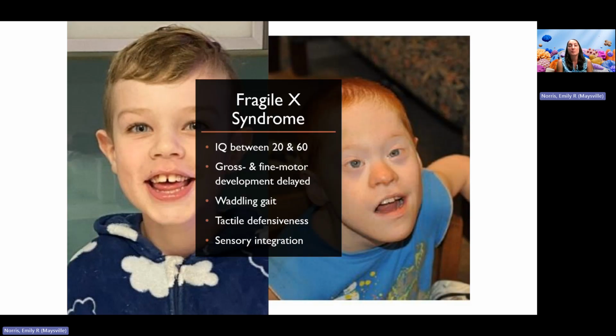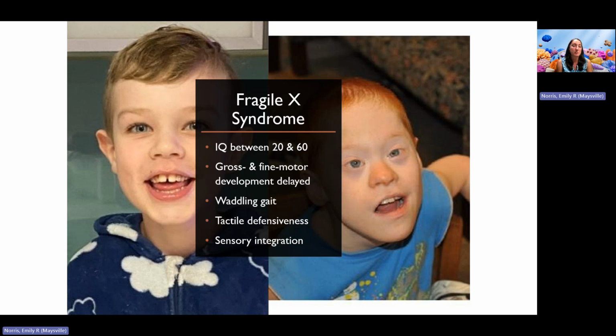Fragile X syndrome. So this presents with cognitive deficits. So the IQ is typically between 20 and 60. They typically have gross and fine motor developmental delay, a waddling gait, tactile defensiveness, meaning they kind of pull back to touch. They don't like touch. Sensory integration problems, increased joint mobility.